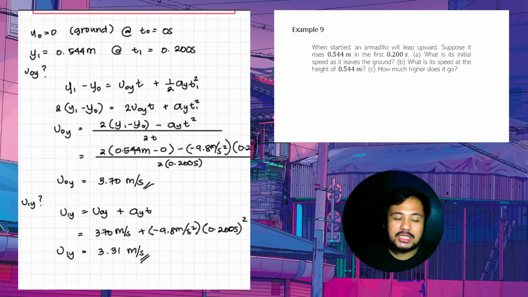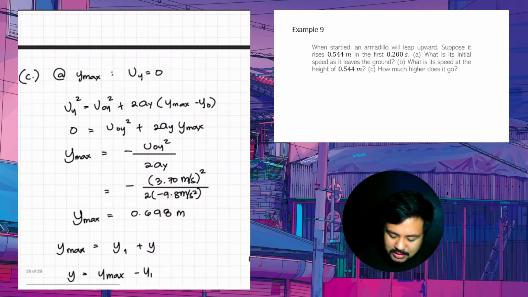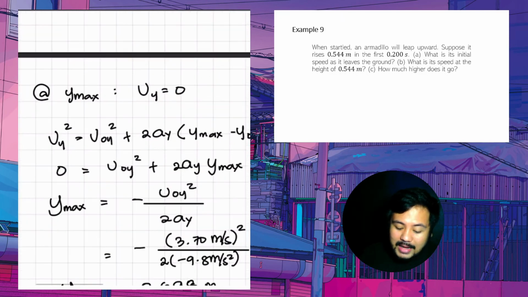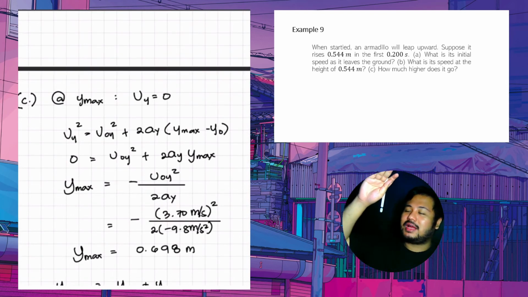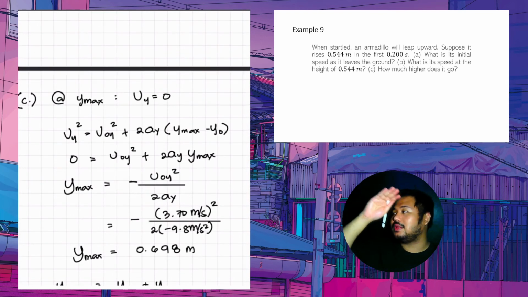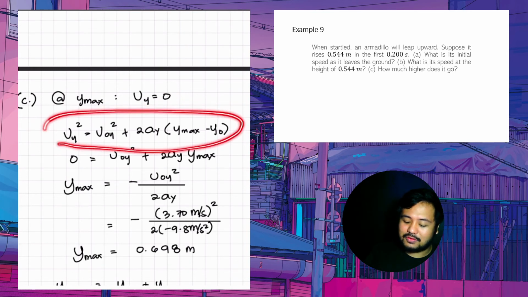Letter C. How much higher does it go? So, what's the additional height from the 0.544 meters? So, how much higher does it go is actually talking about the maximum height. Okay? Because that's the maximum height that the armadillo will reach. And then at maximum height, vy will always be equal to 0. So, we already know the initial speed, so why not make use of this one? Because upon inspection of the given, we could make use of this equation.